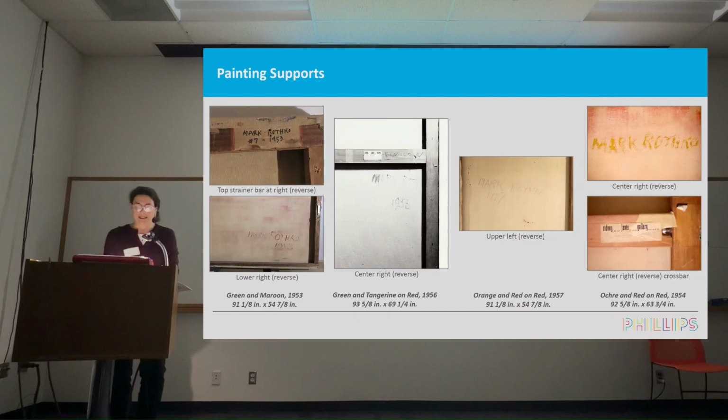Each painting is signed on the reverse, mostly in paint. A label from the Sidney Janis Gallery is found on the stretcher for ochre and red on red and seen in the photo of the original strainer for green and tangerine on red.